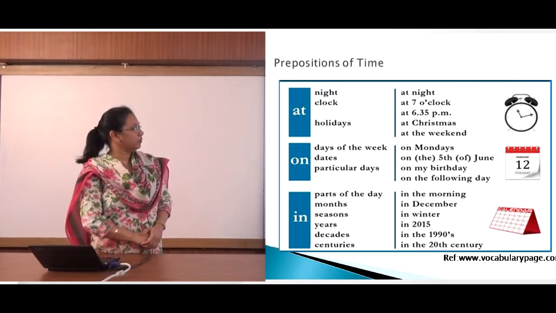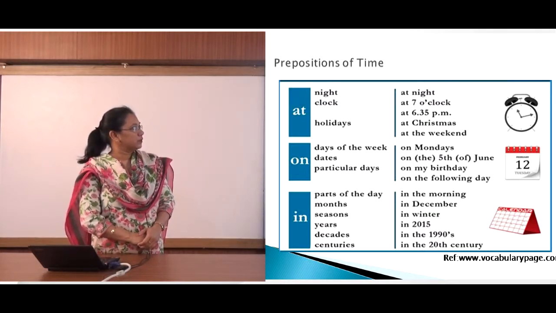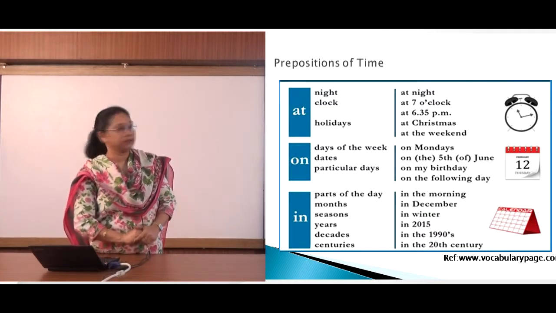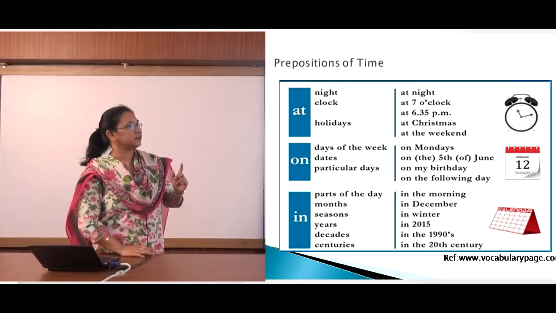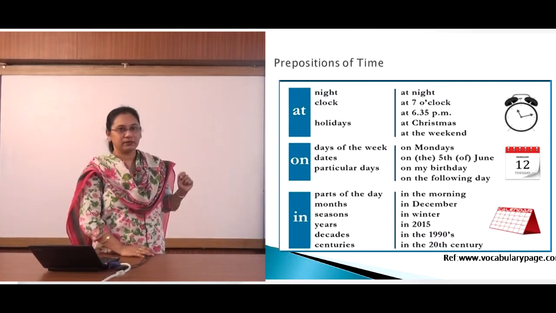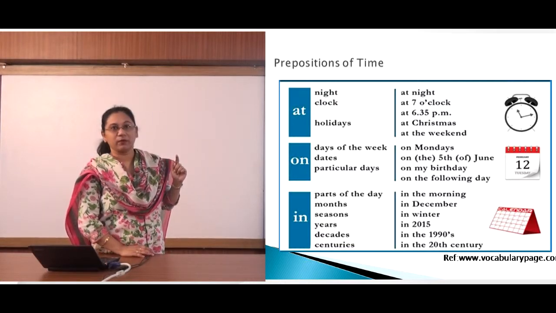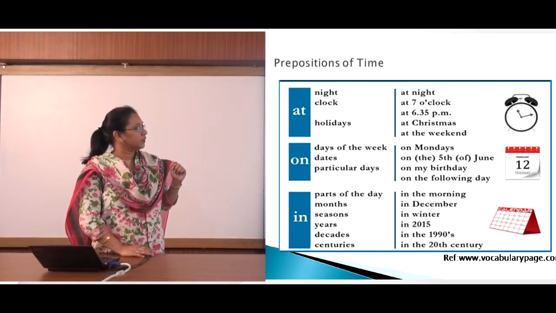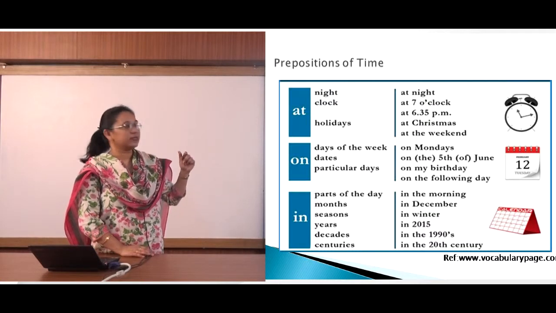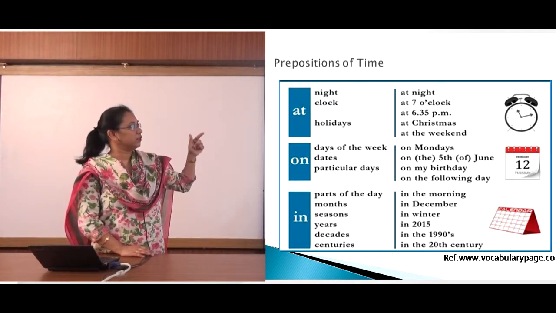Prepositions of time can be used to show time, such as the time of the night or time of the day. When you have "at night," at is the preposition here. At 7 o'clock, he woke up at 6:35 p.m. and went for a walk. We have holidays at Christmas and at the weekend. So at is used to specify some particular time in terms of the clock.